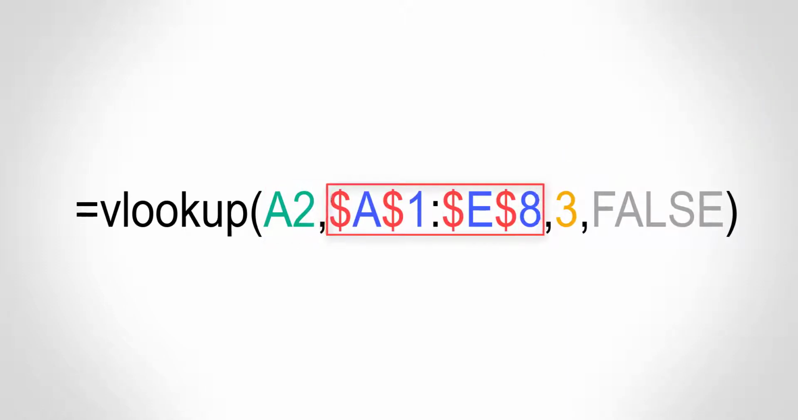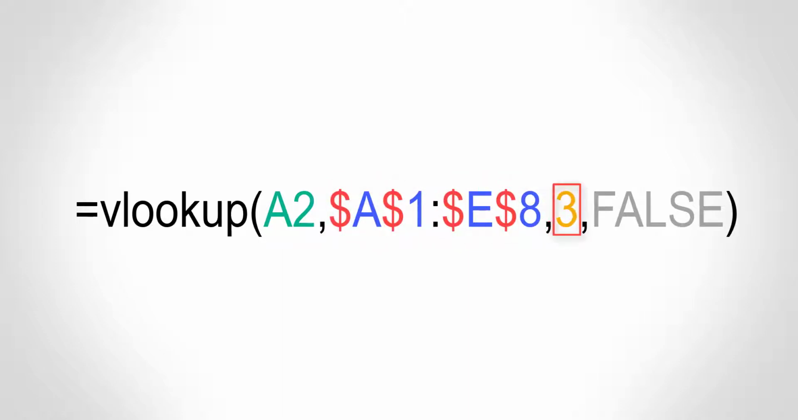The second part is the table array. The table array is the group of cells that vlookup uses to pull a specific component and then assign it back as the answer or the solution to the function itself. Note the dollar signs. Think of these as small anchors. This assures that the cell references do not increase when copied down, but will remain constant.